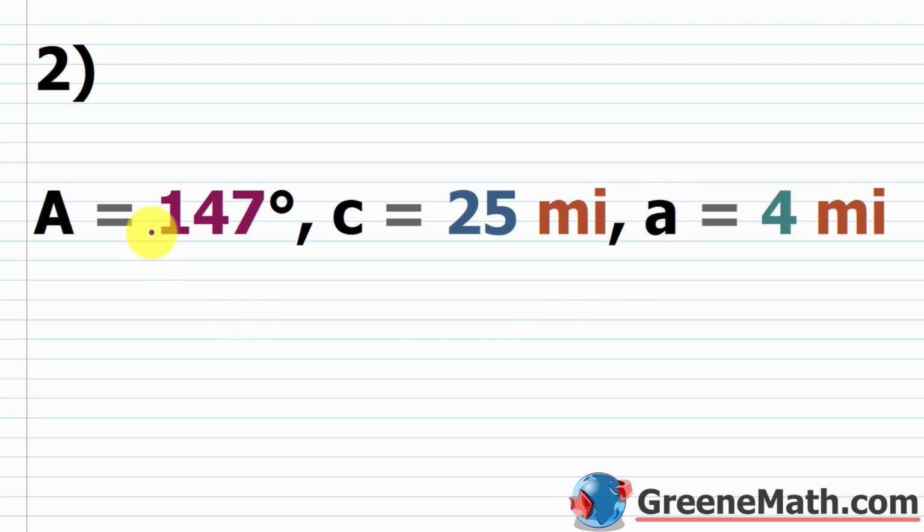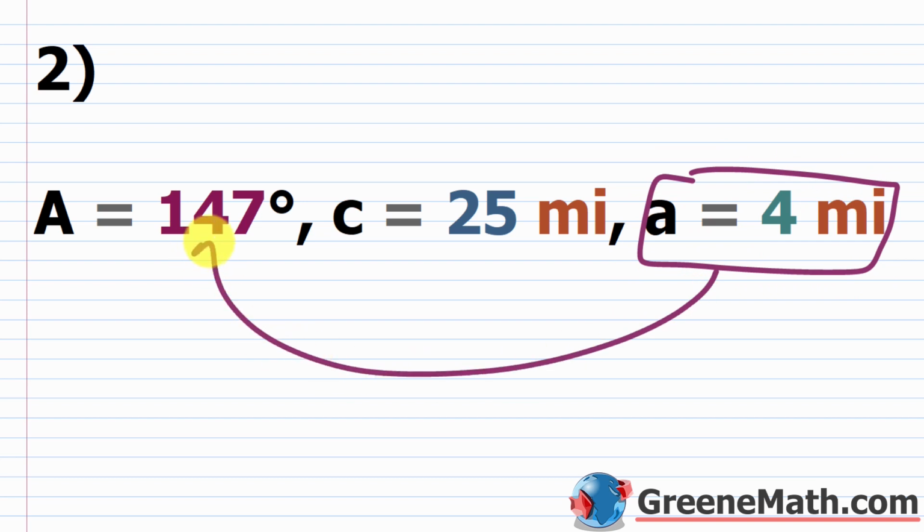So you can draw this if you want. But again, you can see that this one right here, which is opposite of this angle here, should be the longest side. But clearly 4 miles is less than 25 miles, so you can't draw a triangle.